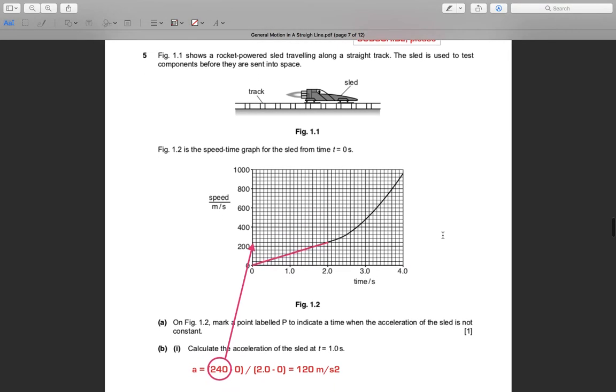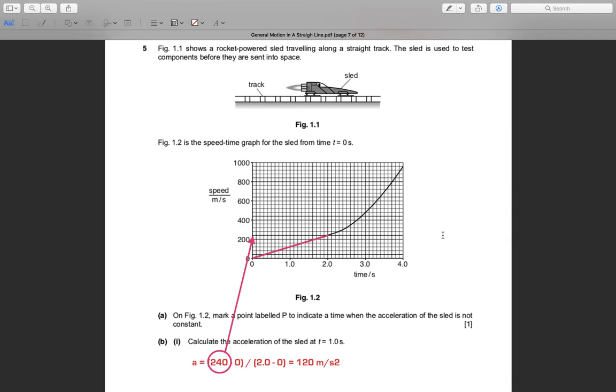Let's see the question. A, in figure 1.2 mark at the point P to indicate a time when the acceleration of the sled is not constant. Yes, I think it's not constant here, P here, until 2 seconds and a little bit. After that they have increases in speed, and then they have constant increase in speed, or constant acceleration. So the P is in here.